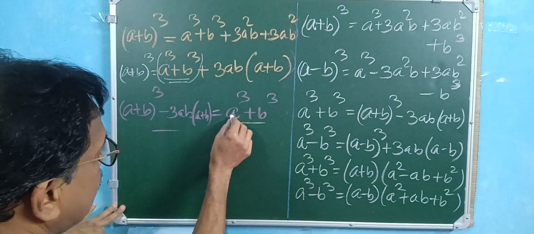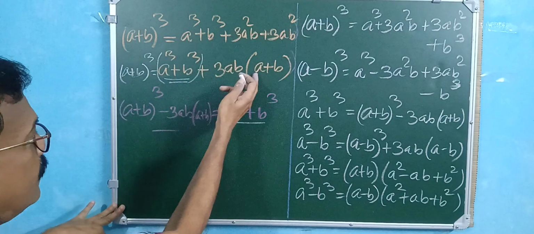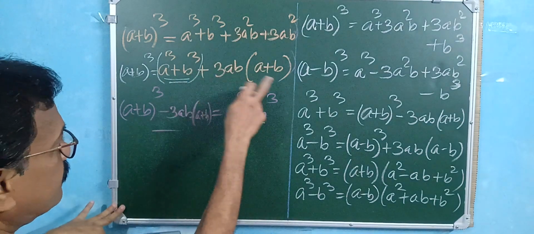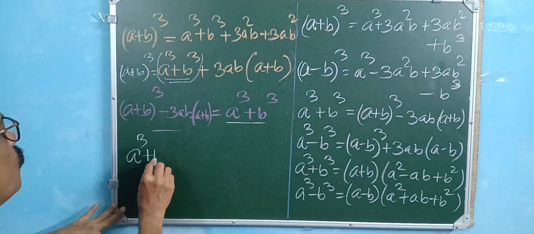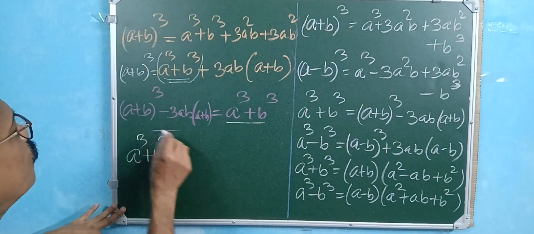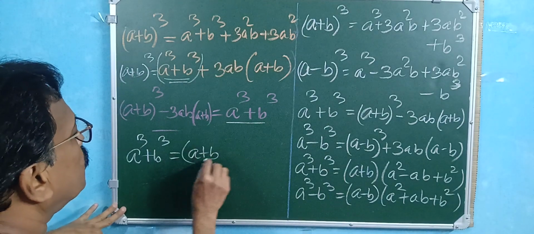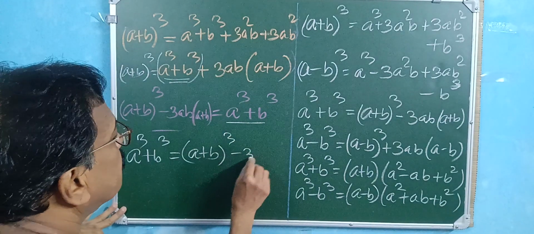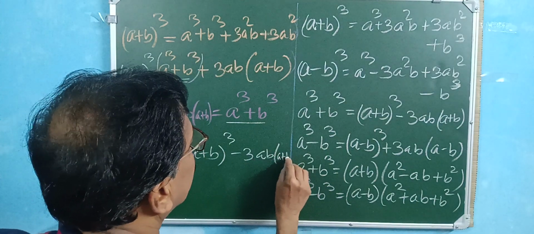This is the right-hand side. A³ + B³ is equal to (A + B)³, and shifting it, minus 3AB(A + B). Or you write A³ + B³ equal to (A + B)³ minus 3AB(A + B).